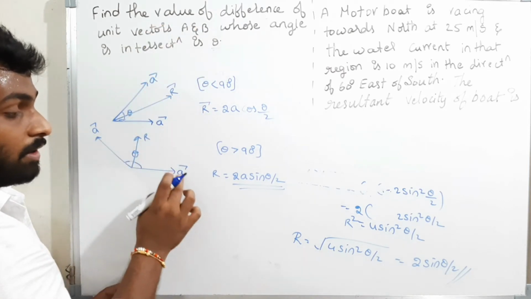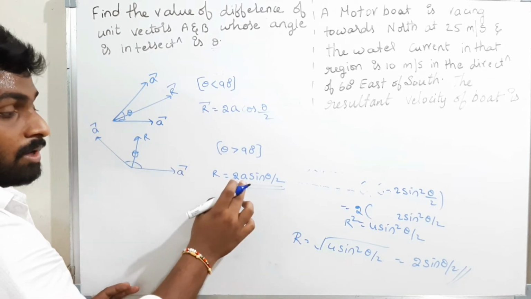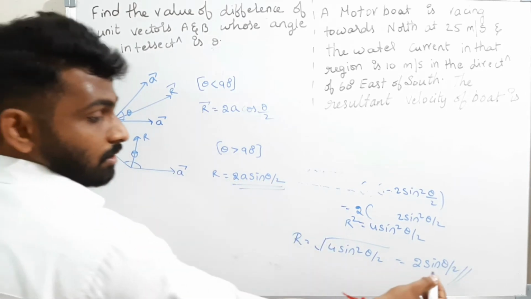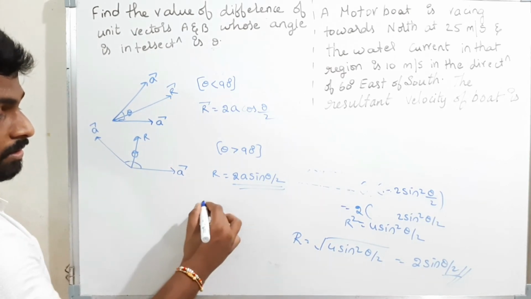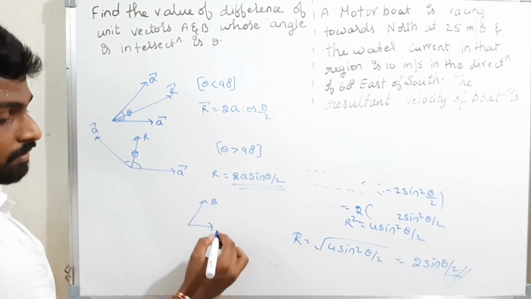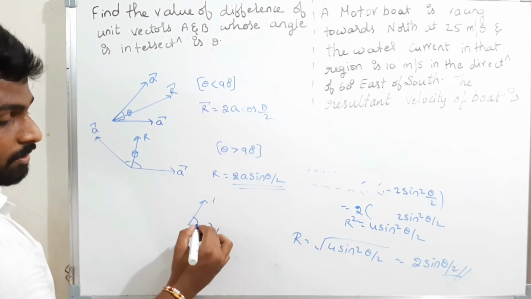Therefore, a and b are unit vectors. Therefore, a is nothing but 1. Therefore, 2 sin theta by 2. The same thing I got. a, b. What is the value of a? 1. What is the value of b? 1. The angle between them is theta.